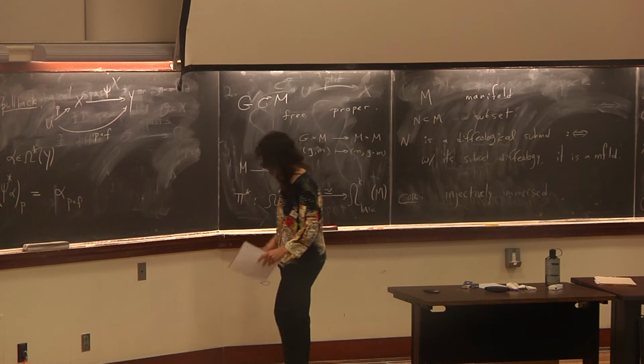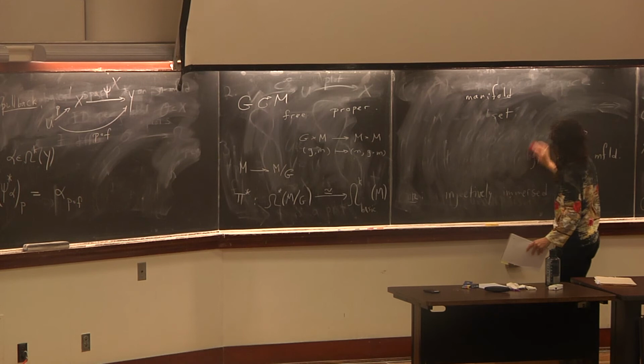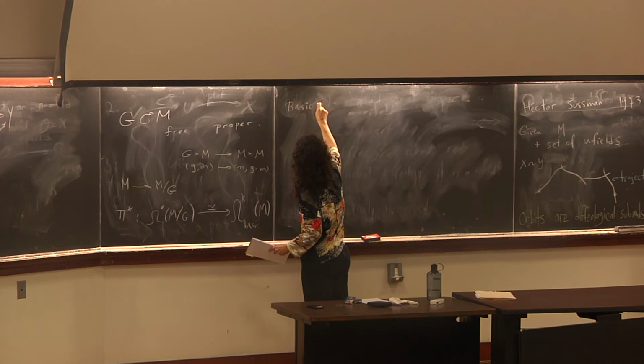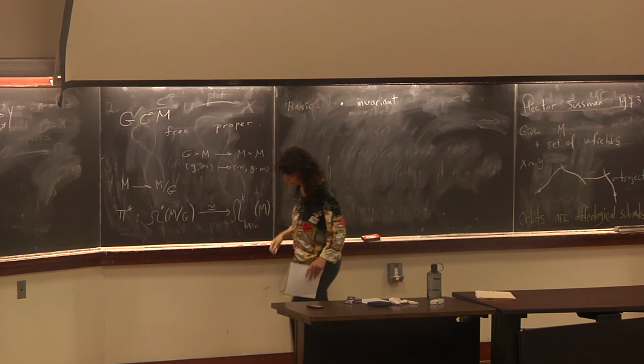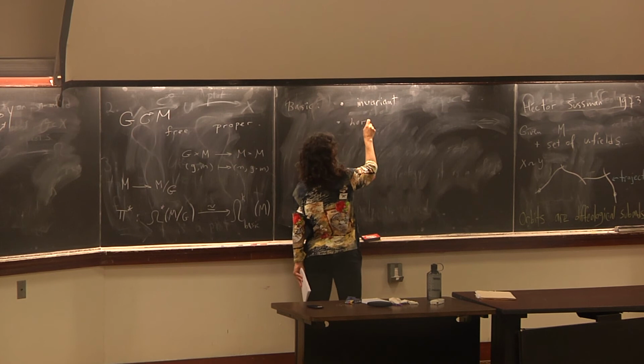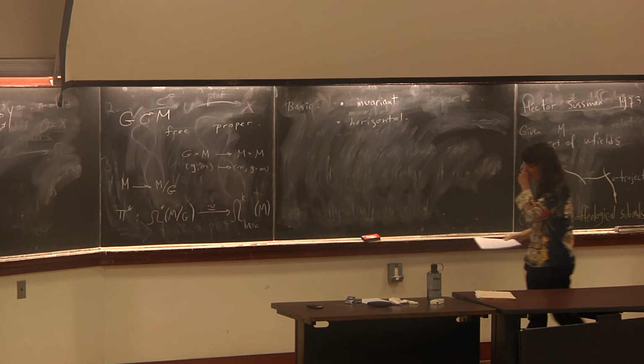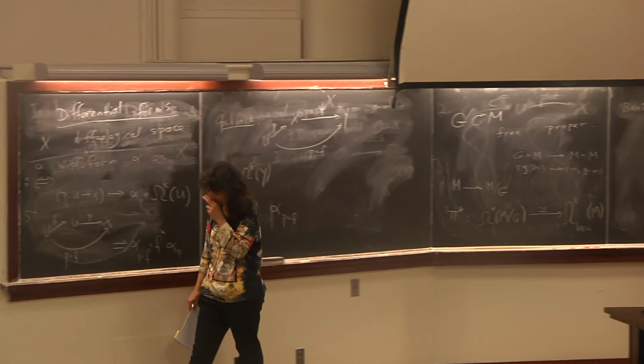And what are basic forms? Basic forms are forms which are G-invariant and G-horizontal. So for a manifold with a group action, the form is basic if it is invariant under the group action, and horizontal means if you stab it with a vector which is tangent to an orbit, then it dies. Basic forms make sense for any Lie group action on a manifold. It doesn't have to be free. The quotient doesn't have to be a manifold. It doesn't even have to be proper. They're quite meaningful for those irrational tori that I mentioned.